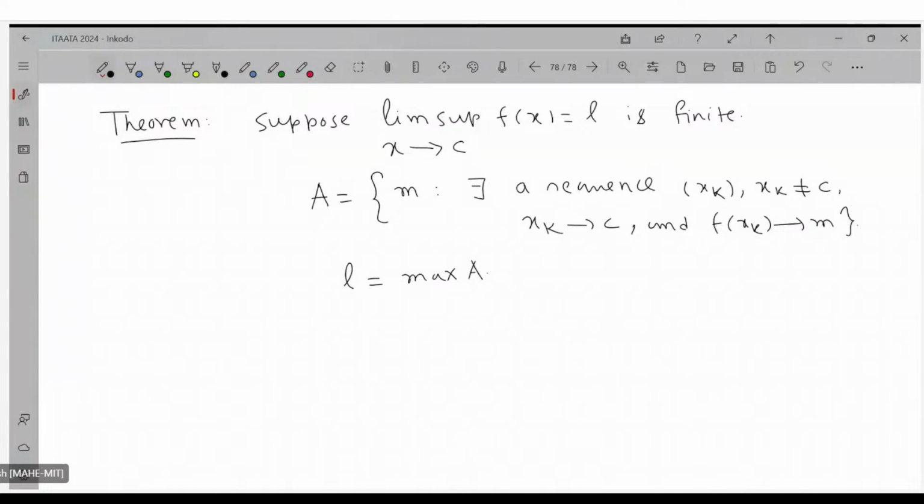And for the limit infimum, what would it be? It would be just the minimum of all these sequential values of the function. So we'll calculate all the possible sequential values and then take the minimum of the set, and that will be the limit of the function. What about if it is infinite? Lim sup is infinite.